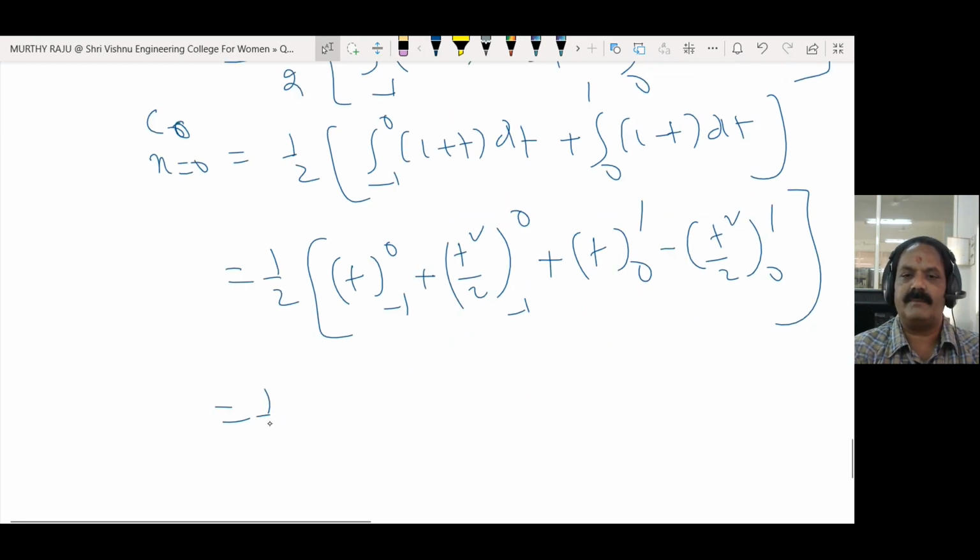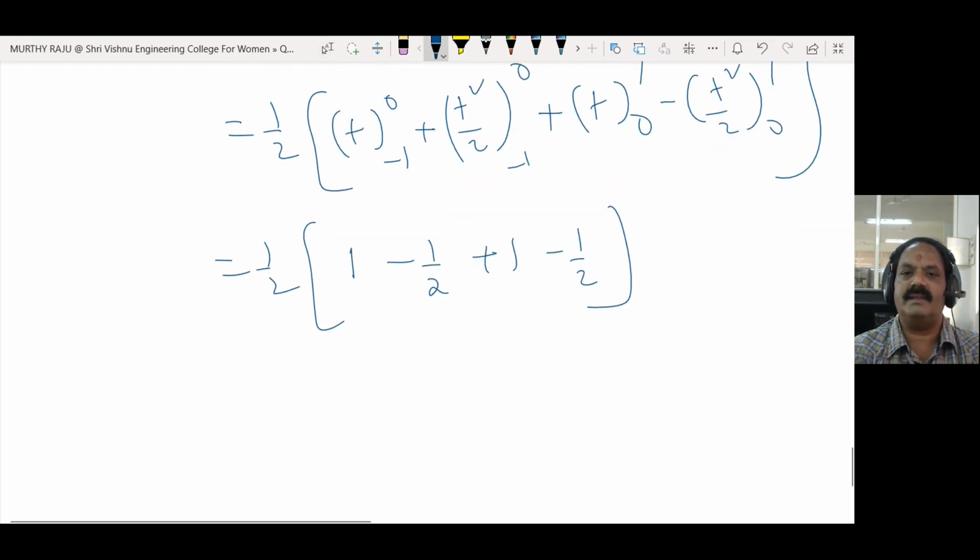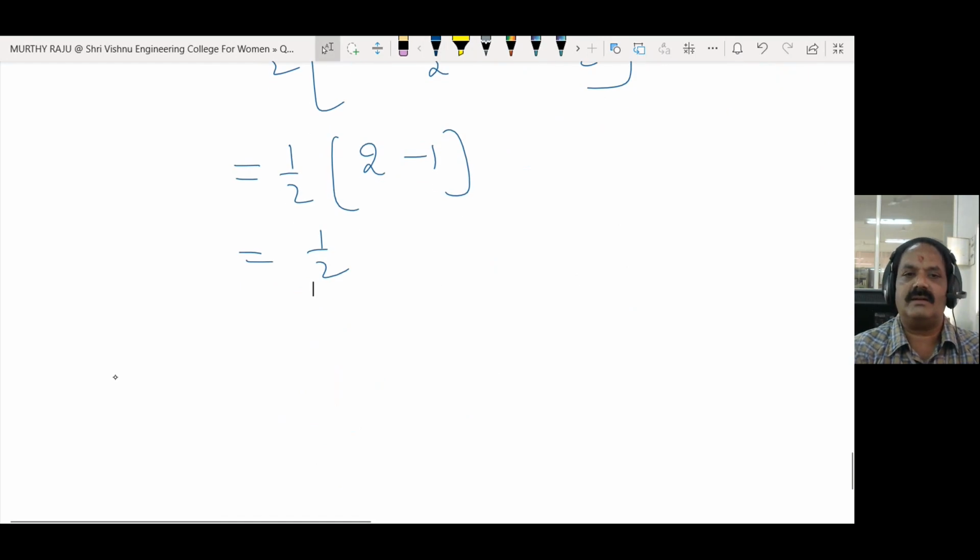Substituting the limits, 0 is substituted, minus of minus, plus 1. Here minus 1 by 2, plus 1, minus 1 by 2. That is equal to 1 by 2 times 2 minus 1, minus 1 by 2, minus 1 by 2 is minus 1. That is equal to, finally, 1 by 2. C0 value is 1 by 2.